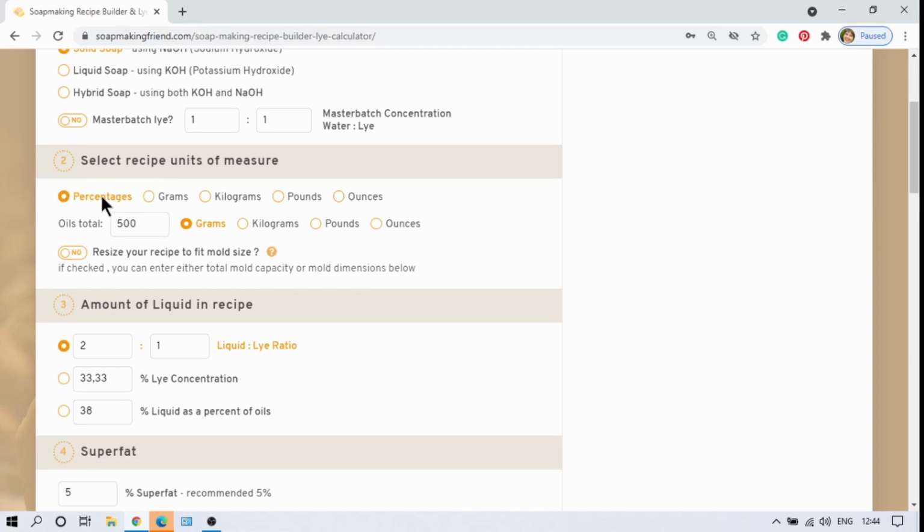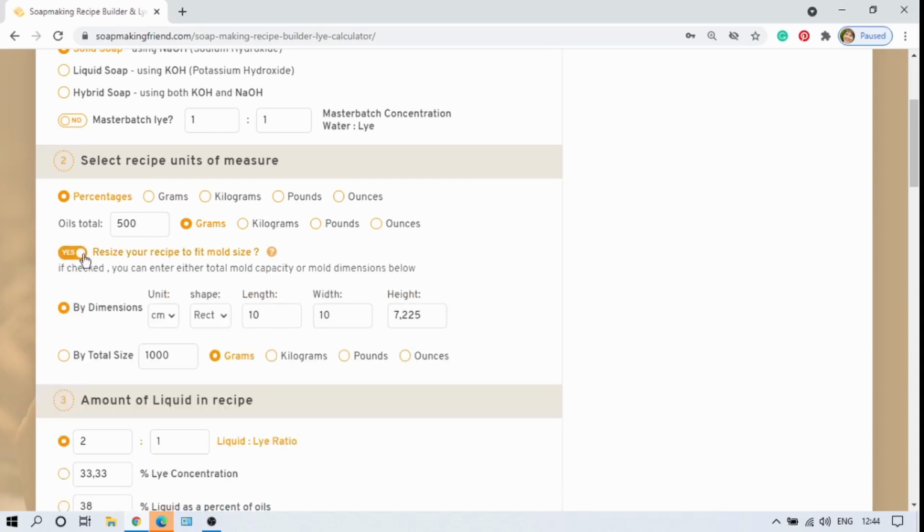So I do a formulation on how the percentage of each oil I want to use in my recipe, and then I must tell it how much total oils are in my recipe. But if you don't know the size of your mold or the volume of your mold, you can tell it to recalculate there. Resize the recipe to fit your mold size.